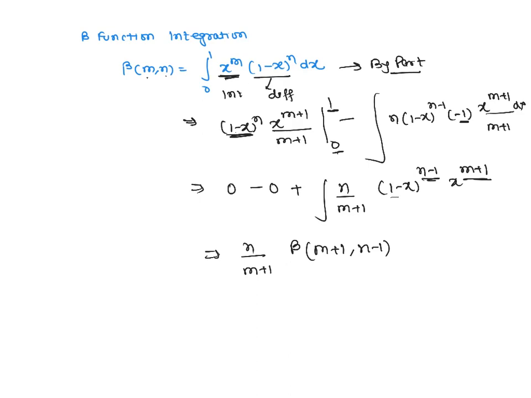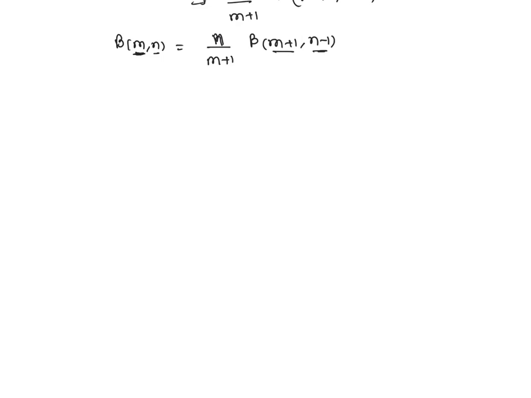Now if beta of m comma n is given, this is nothing but n upon m plus 1 beta of m plus 1 comma n minus 1. So if it is m, this becomes m plus 1. If it is n, this becomes n minus 1. This will be n upon m plus 1.